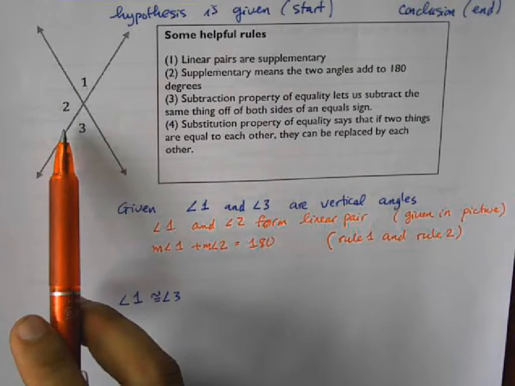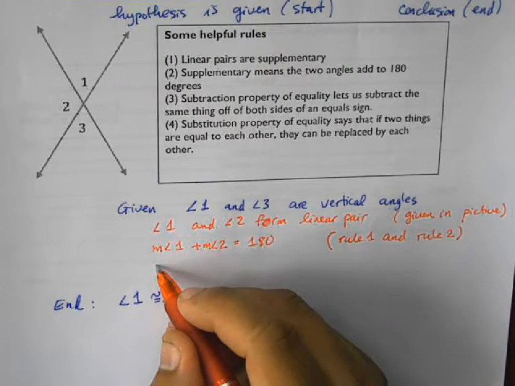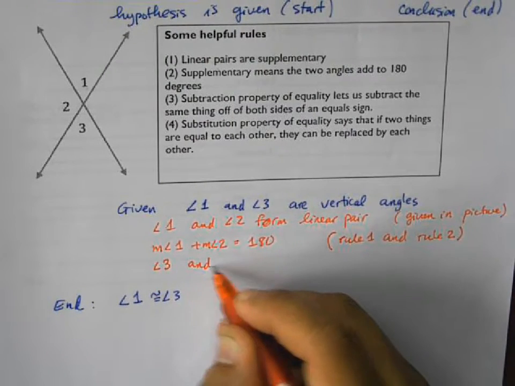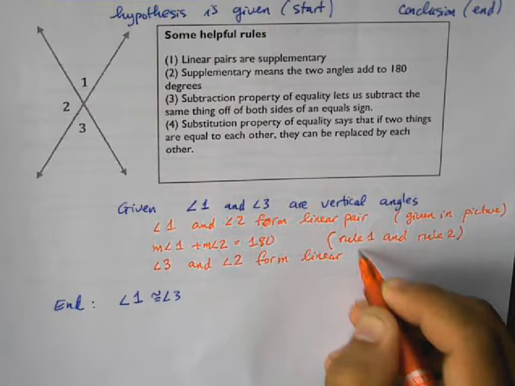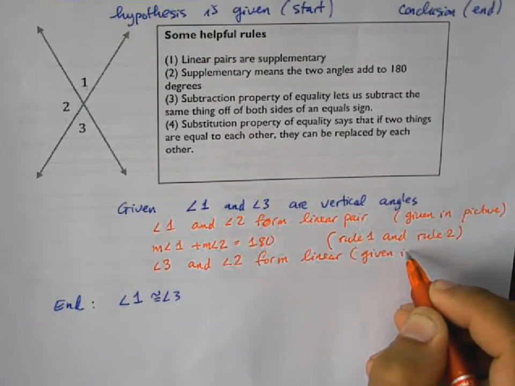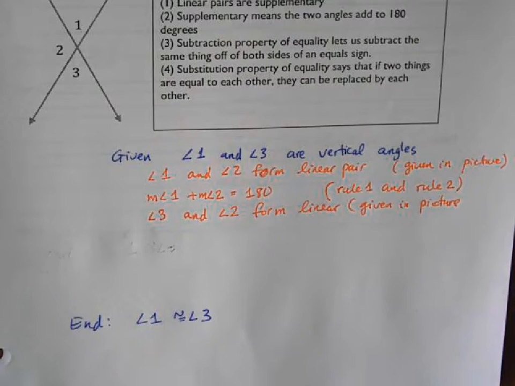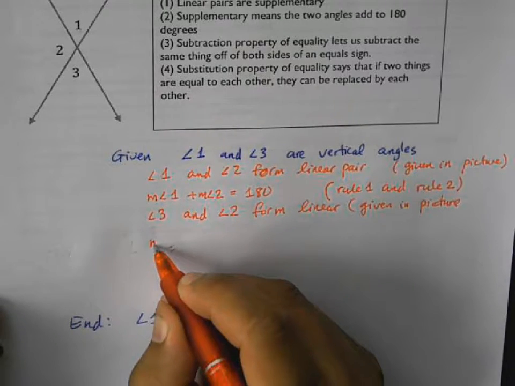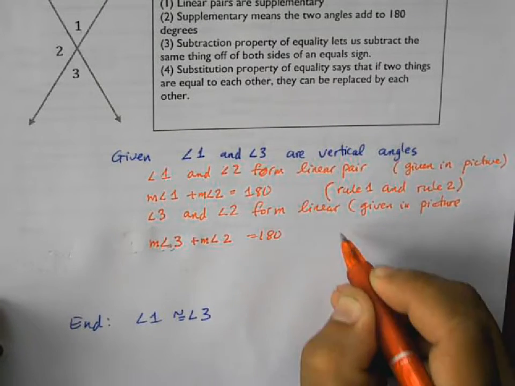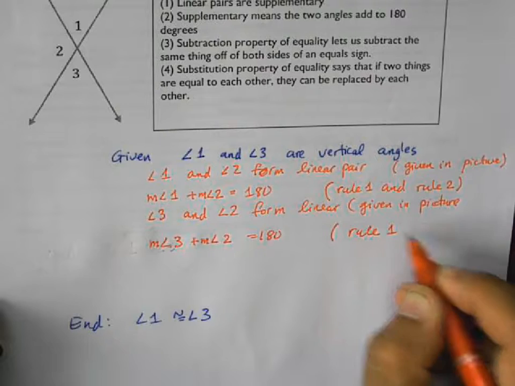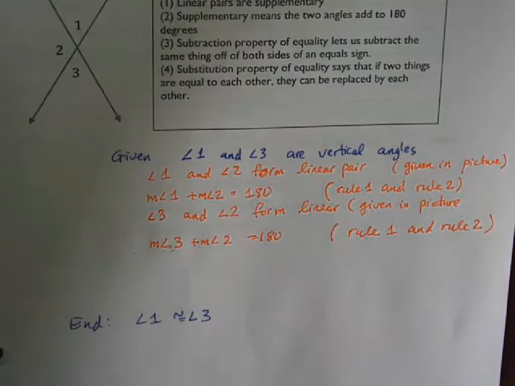Next, you can see here for this very much the same reason as above, 2 and 3 form a linear pair. So angle 3 and angle 2 form a linear pair. And again, this is given in the picture. So just as before, we can say that the measure of angle 3 plus the measure of angle 2 is equal to 180 degrees, and that is the combination of rule 1 and rule 2. Tells us that this must be true.